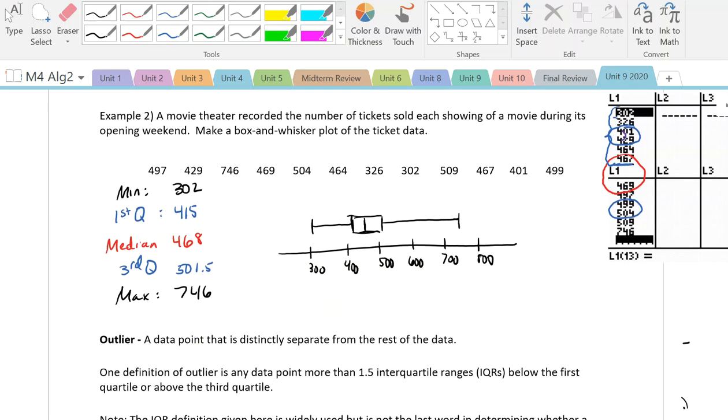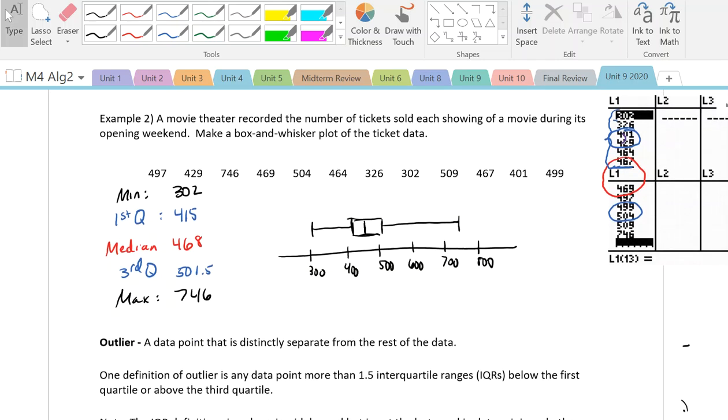So one definition of an outlier is any data point that is more than 1.5 times the interquartile range below the first quartile or above the third quartile. Well, first of all, what's an IQR? An IQR, or interquartile range, is our third quartile minus our first quartile. So in this problem, it'd be 501.5 minus 415, which is 86.5. That is our IQR.